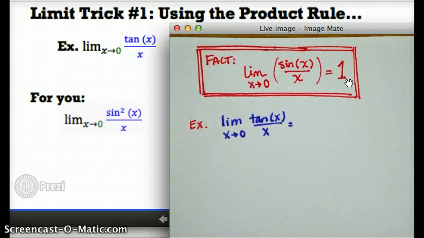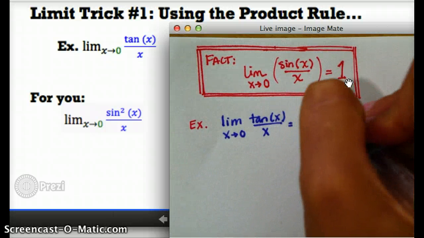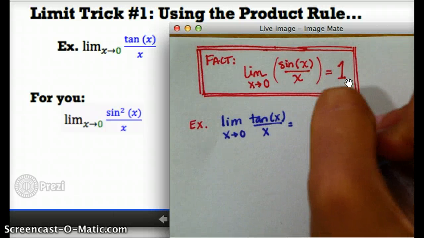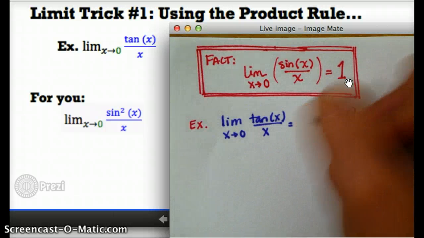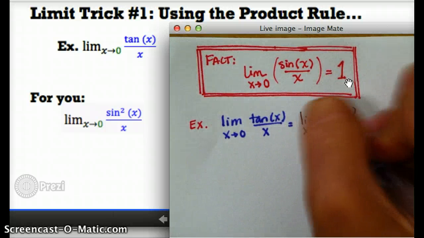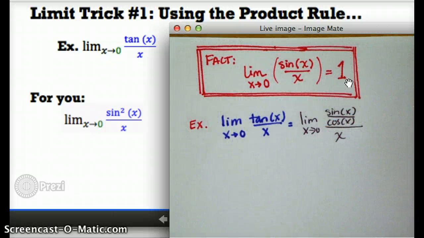So one thing that I know is that tangent is the same thing as sine over cosine. And so instead of tangent, I'm going to rewrite it as sine over cosine. And of course, I'm still taking the limit as x approaches 0. So make sure you copy down the whole function. You'll notice what I've done is I've really just rewritten this function. Now, I still don't really know what the goal is. I'm just kind of playing around.